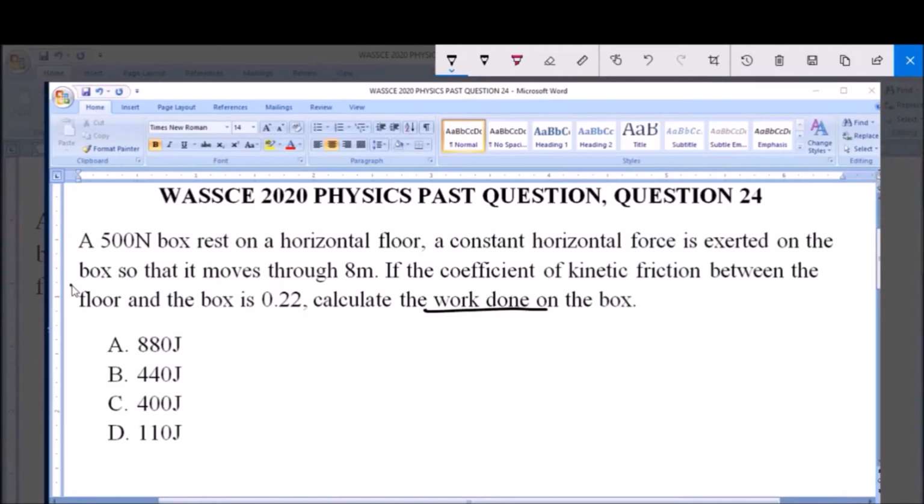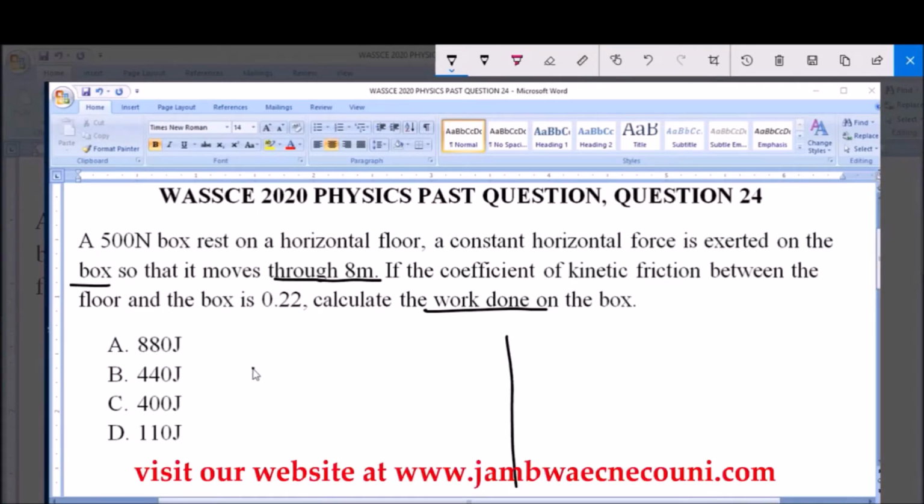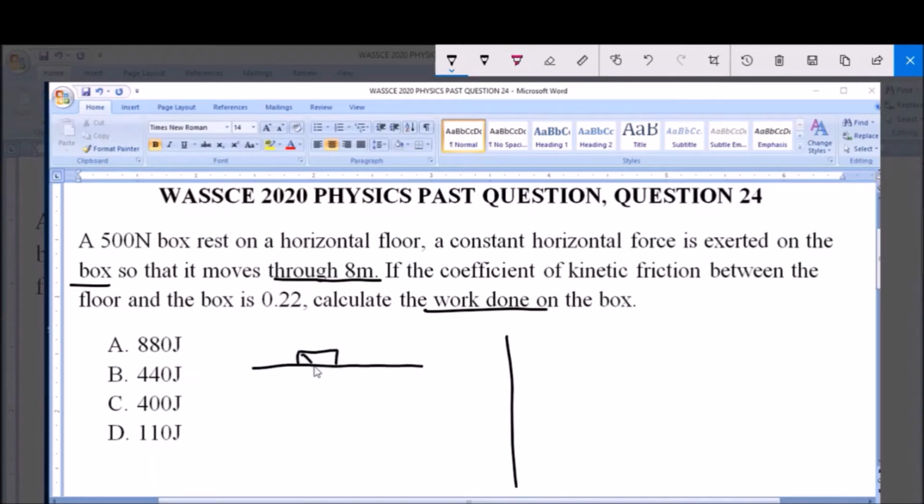So we are asked to find the work done in moving this box through a distance of 8 meters. Now for us to find the work done, we have to find the force. Now the question says a 500 Newton box. This is the weight of the box, that is the reaction acting on this box. Now let's assume this is the horizontal floor, and then the box is lying on this horizontal floor. Let's assume this is the box, and the weight of the box, that is the force acting downward, is 500 Newton. That is R, the reaction acting on the box is 500 Newton.